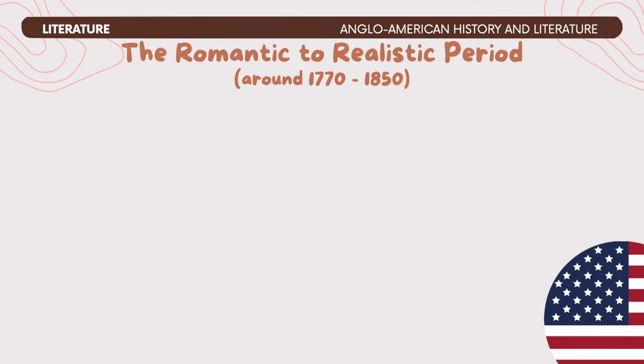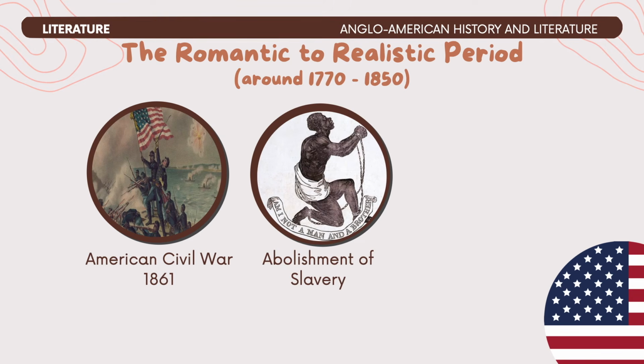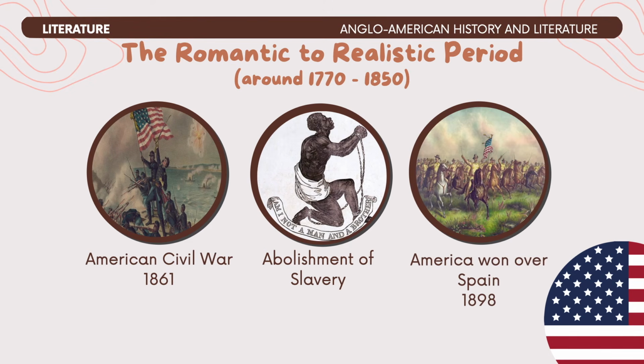70-plus years later, the American Civil War, also called the War between the States, broke out in 1861. It was a 4-year war between the Confederates, or Southerners, and the Unionists, or Northerners. The Unionists, who were anti-slavery, won the war. Afterwards, in 1865, through the 13th Amendment, slavery was abolished. Lastly, in 1898, America won over the Spanish ruling, and America rose to world power.